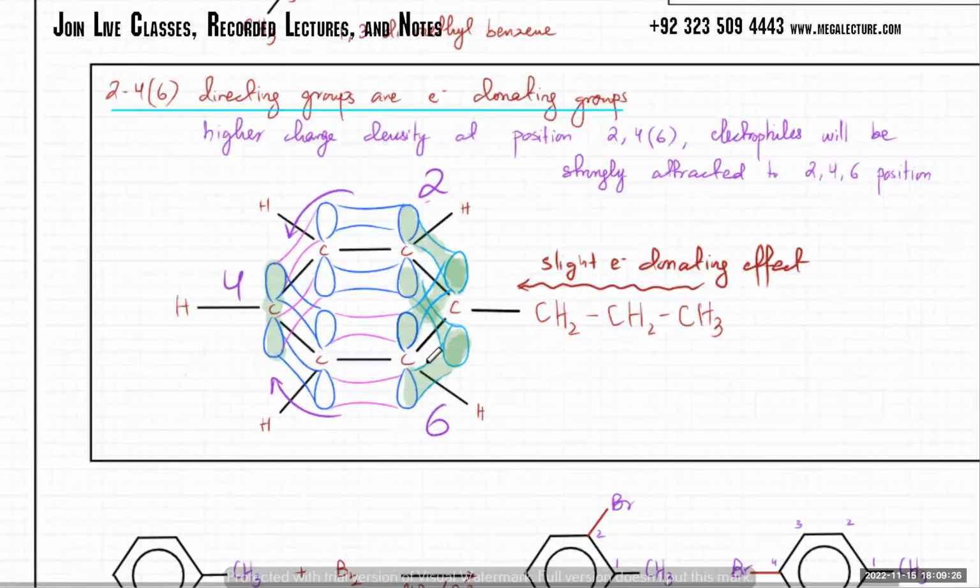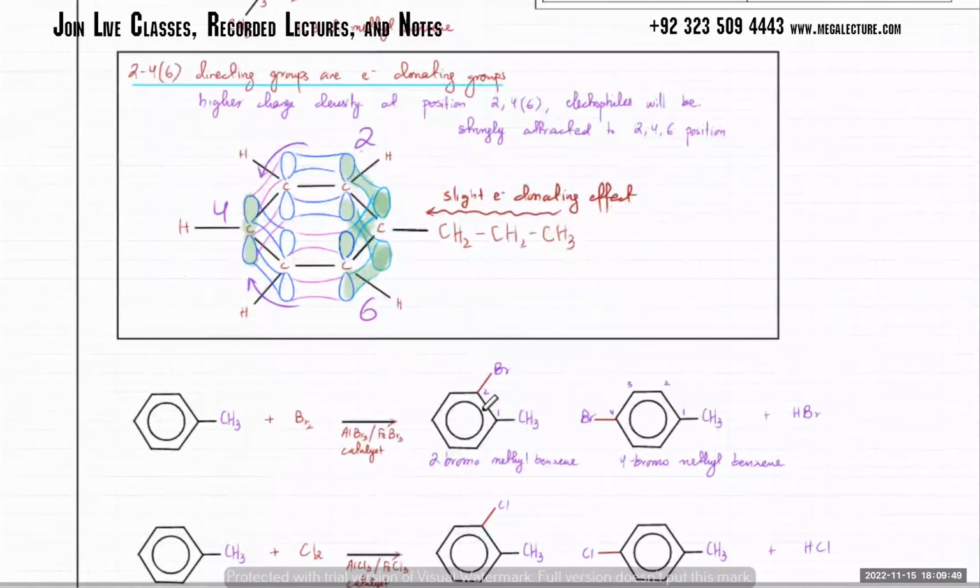So अब ये होगा कि if there is an electrophile like NO2 plus 1 or Br plus 1 that's coming in, those electrophiles will be more interested in positions number 2, 6 and 4. They'll be more attracted to it. So the more likely chance is that the substitution will probably happen at positions 2, 4, and 6. This was the electron donating effect. Okay? This is what we discussed last time.